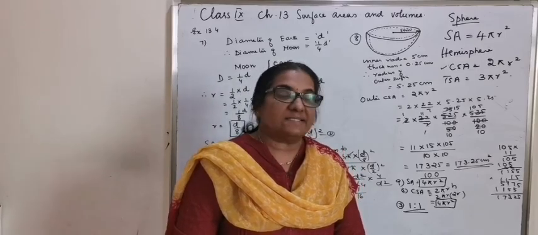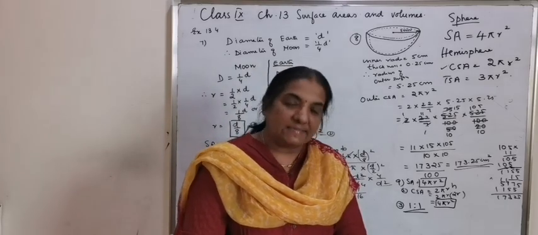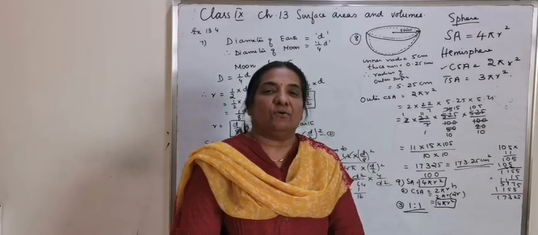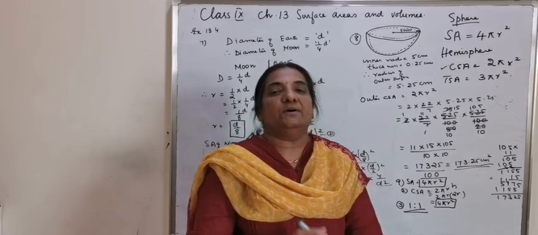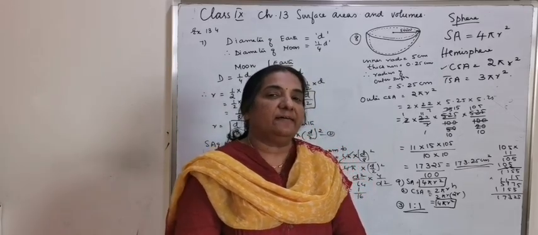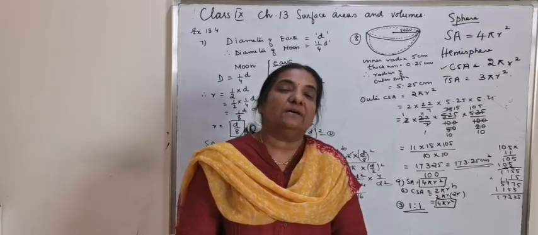This completes exercise 13.4 and the surface area of the solids like cuboid, cube, cone, sphere and hemisphere. In the next class, we will be dealing with the volumes.